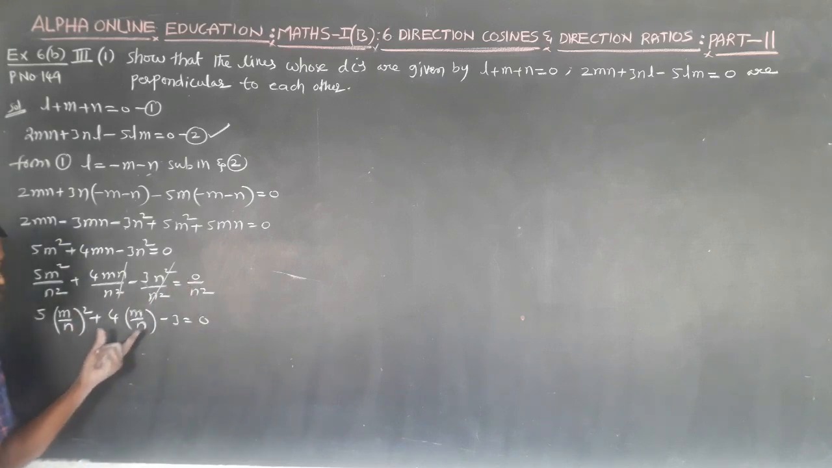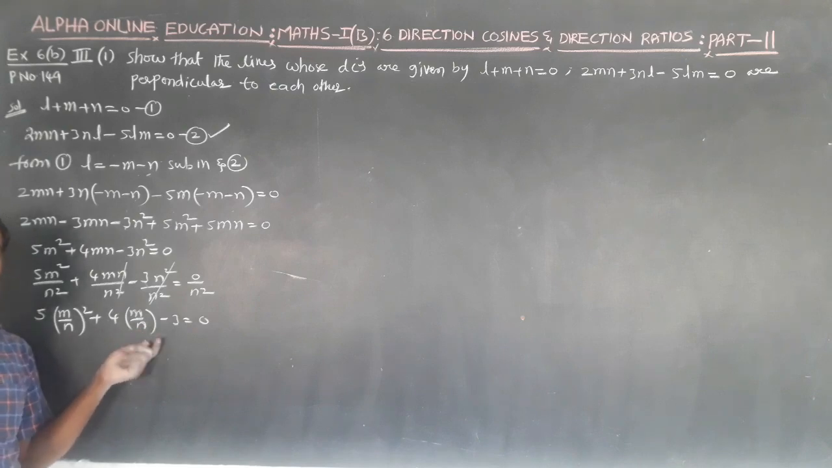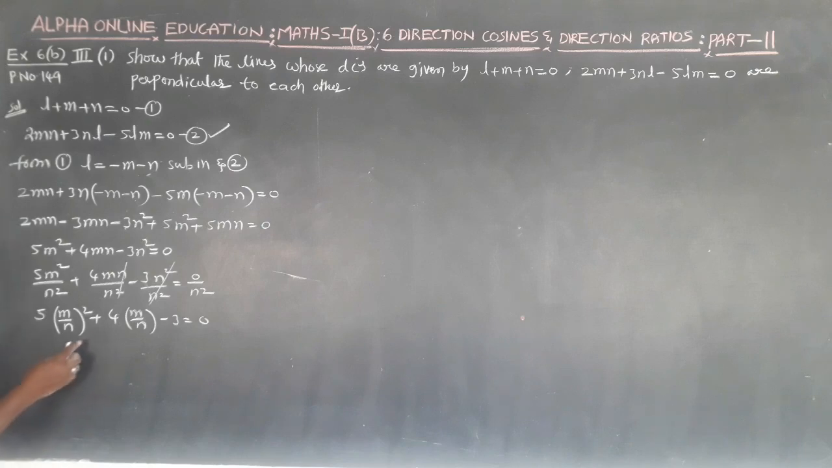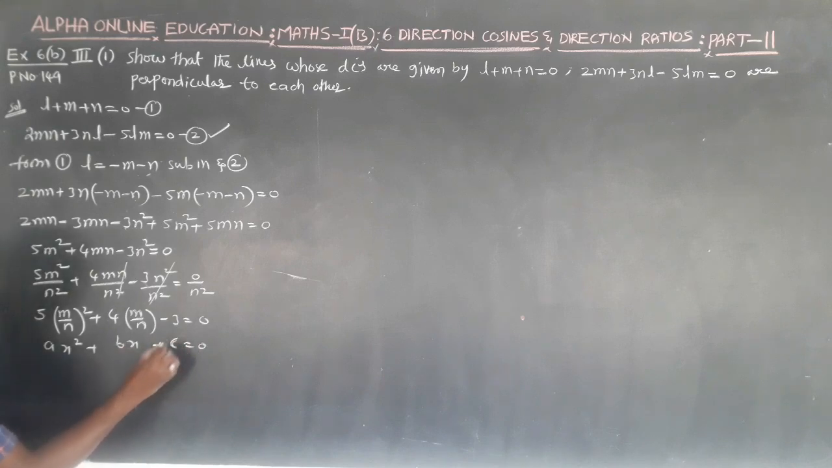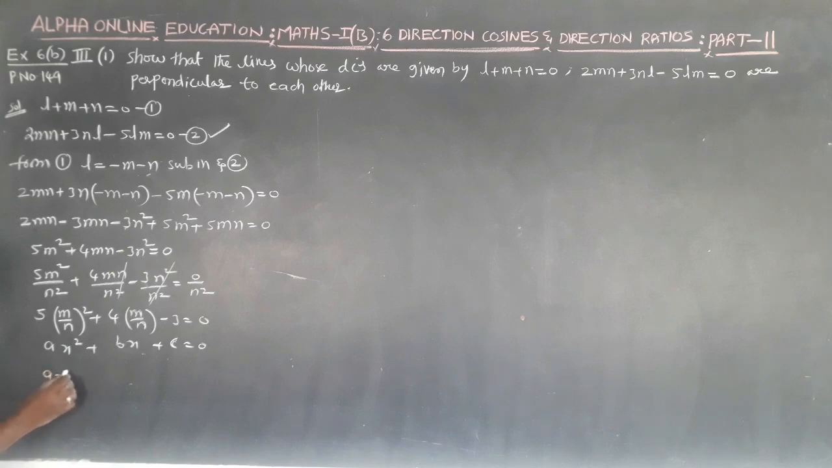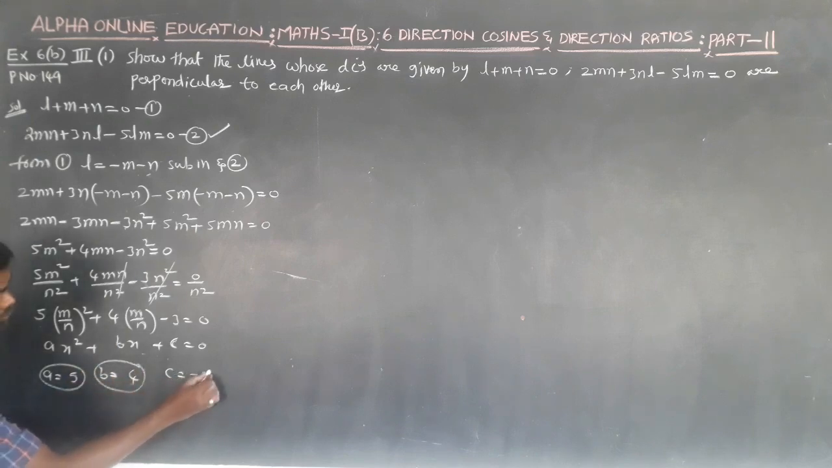This is a quadratic equation in m by n. This is the quadratic equation ax² + bx + c = 0. Here a = 5, b = 4 and c = -3.